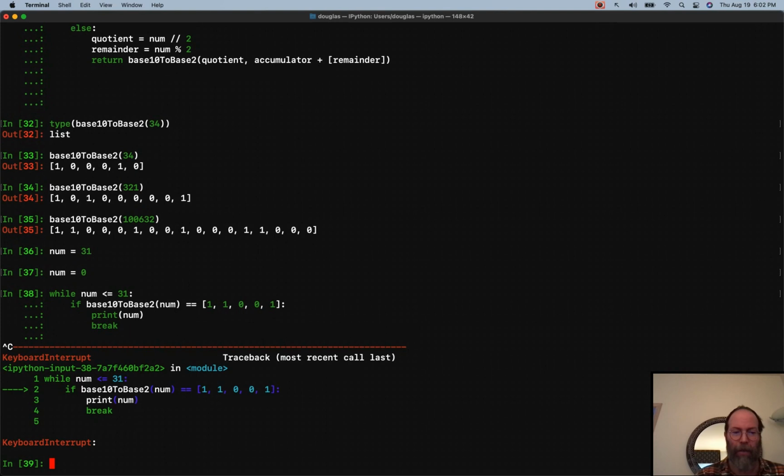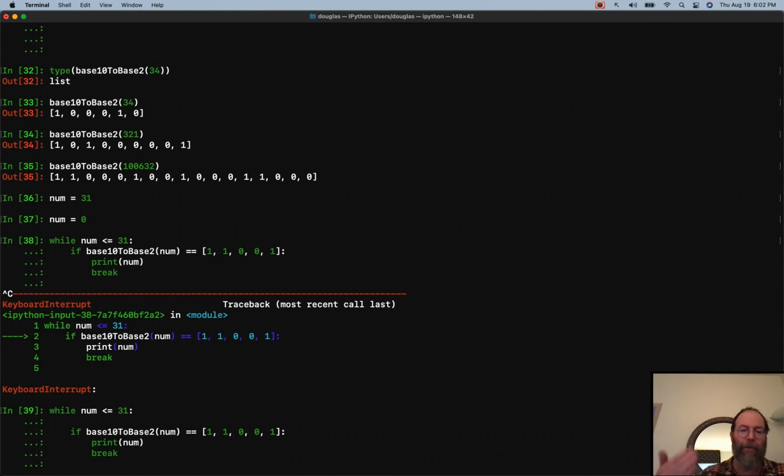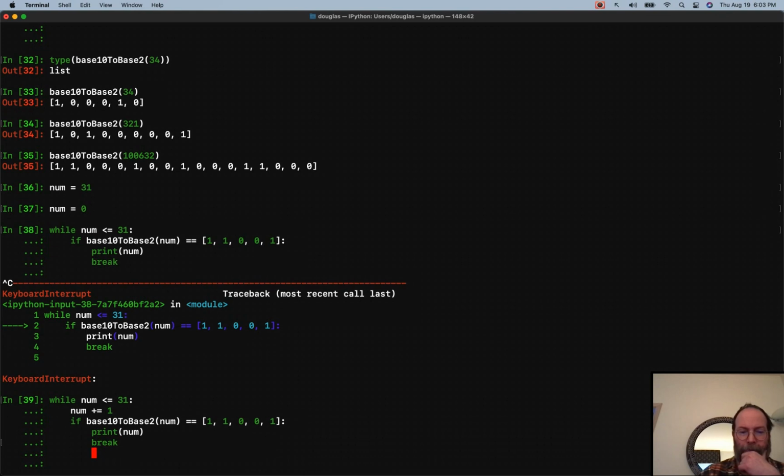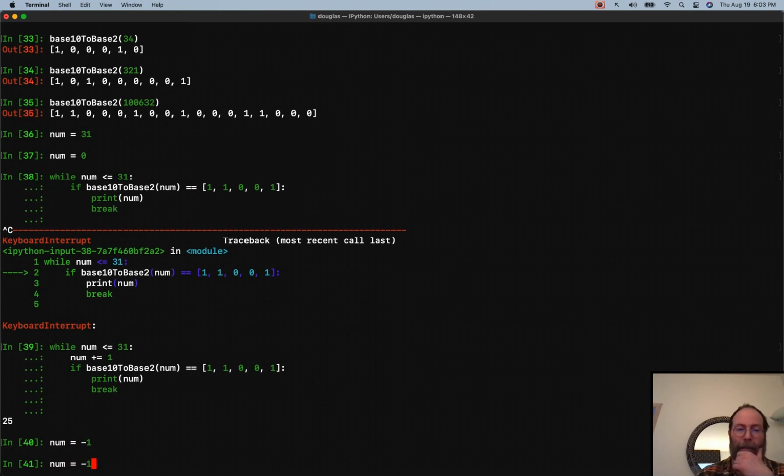Okay, that's just continuing to run. Oh, because we didn't increment the num. So we have to do that. Otherwise we're just going to get 0 constantly being changed into base 2. So num goes up in steps of 1, and let's see if this works. So the answer is 25. The answer that we're getting here is 25. Actually, we should have started with num equal to -1, but in this case, it doesn't really make a difference.